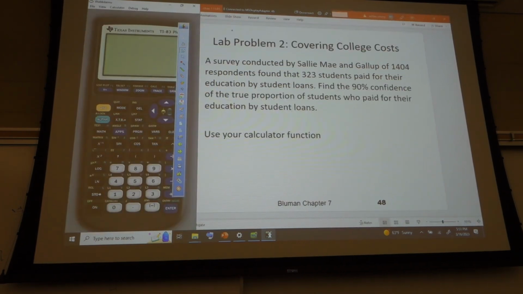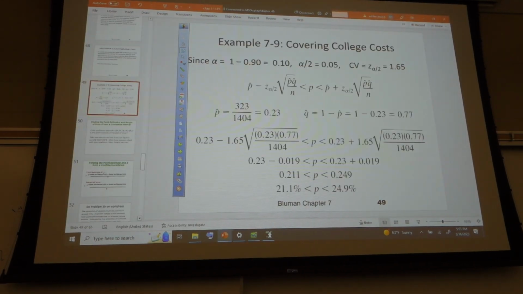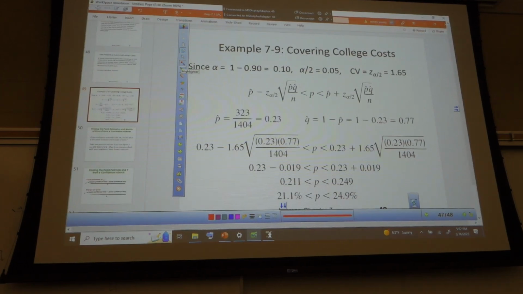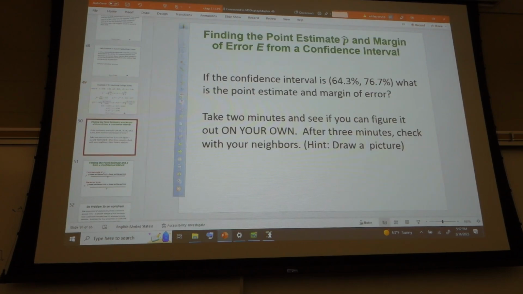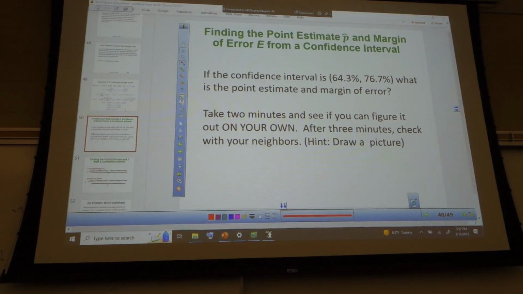Let me go ahead and show you the answers. Here are the answers. If you did it by hand, you would get this. Same thing, only slightly different. So here's the deal. You have your confidence interval, right? It's 0.643, comma 0.767. But I'm also going to ask you to find the point estimate and the margin of error. The point estimate you're given, so you just write that down from your problem. But you need to figure out, if you have a confidence interval, can you find the point estimate and the margin of error? The answer is yes, you can.